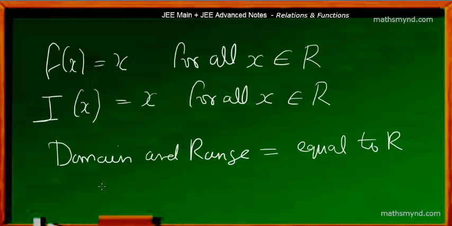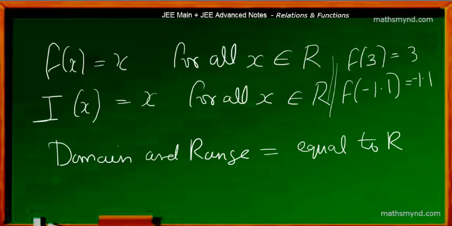So it's quite a simple function. Whatever we input, we get that. Say for example, if we input 3, we'll be getting 3. If we input minus 1.1, you ought to get minus 1.1. So whatever be the input value, you'll be getting the same output value.